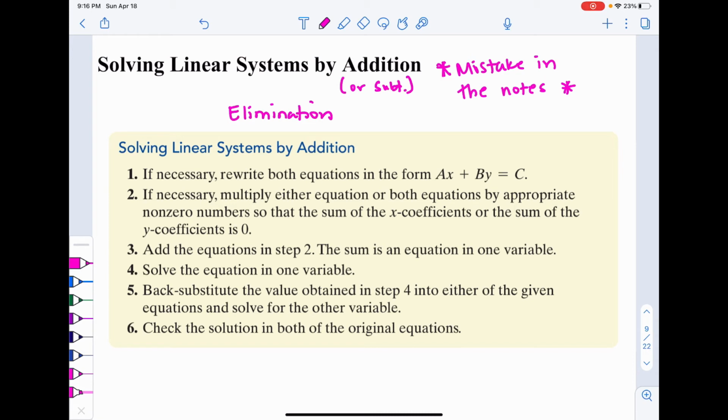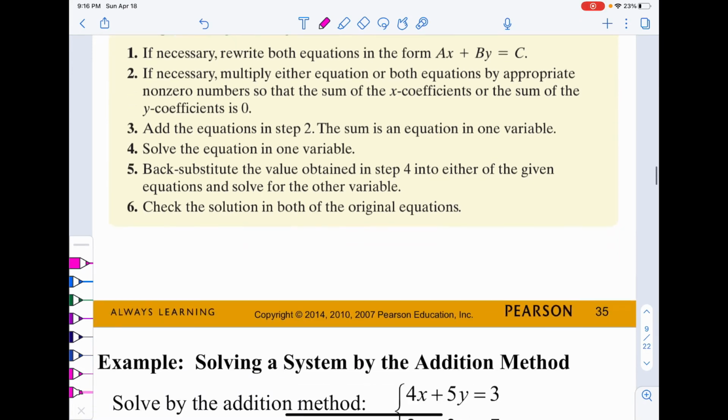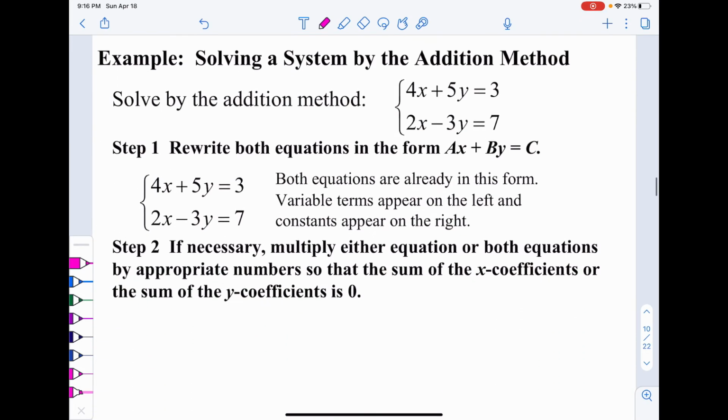It then says to add the equations in step 2. The sum is an equation in one variable. So solve the equation in one variable, and then back substitute the value obtained in step 4 into either of the given equations and solve for the other variable. And then step 6 is to check the solution in both of the original equations, just like we've been doing. So maybe going through this, you'll remember seeing this from Algebra 1.